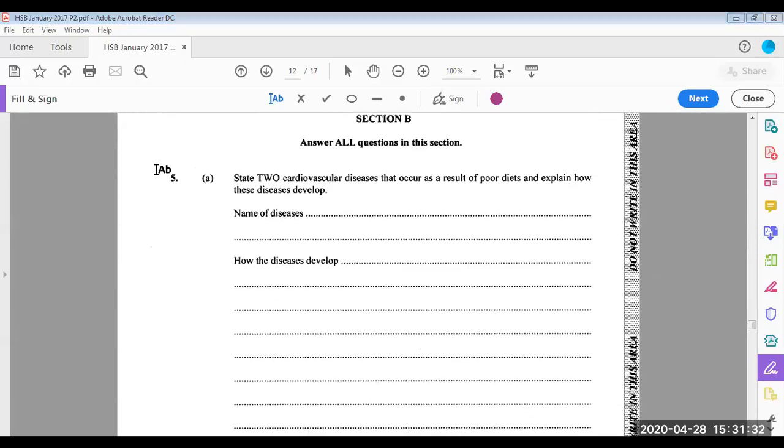Okay, part B now. So you all see any question? We could have atherosclerosis. That is one cardiovascular disease. Or you could have coronary heart. Well, actually, I should say coronary thrombosis. Right.